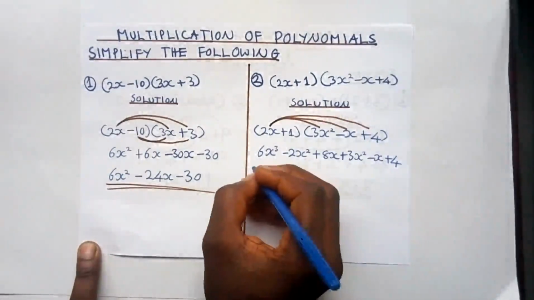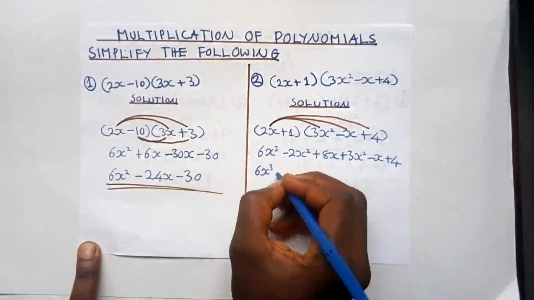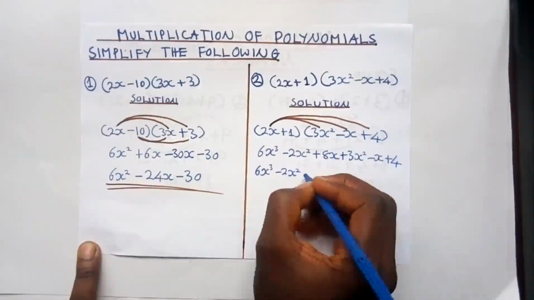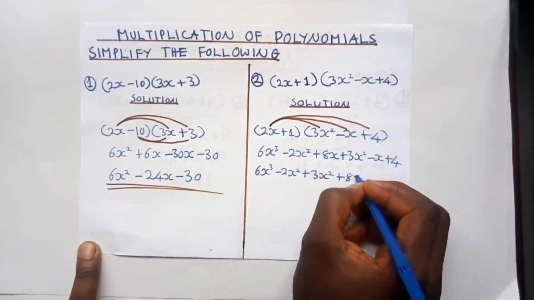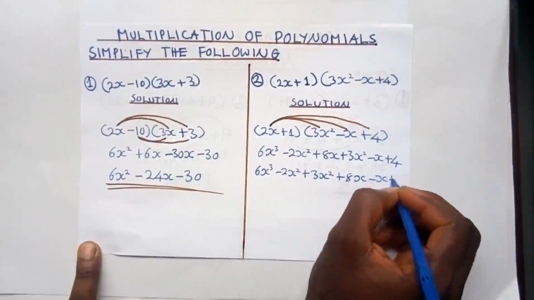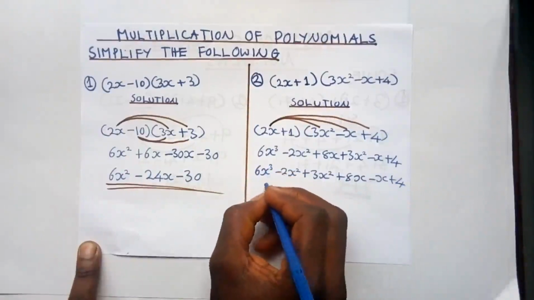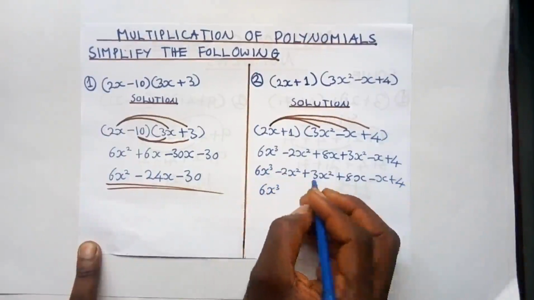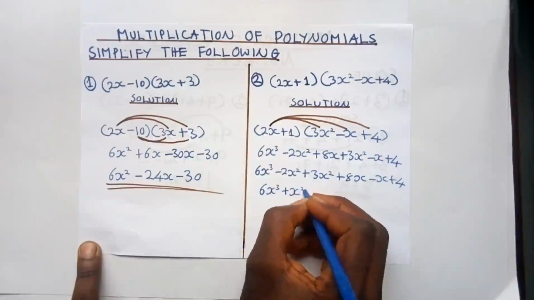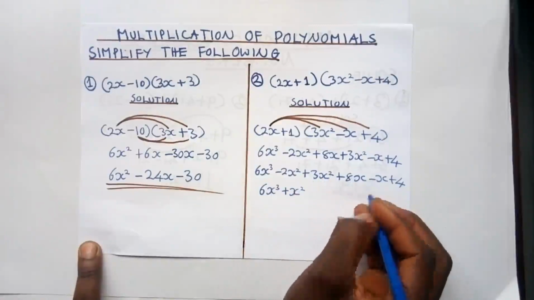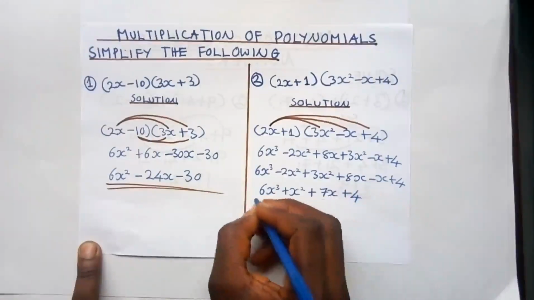So take like terms. 6x raised to the power 3 minus 2x squared plus 3x squared plus 8x minus x plus 4. So this is the only x raised to the power 3 we have in this question. So 6x raised to the power of 3, minus 2x squared plus 3x squared gives us plus x squared. Then 8x minus x gives us plus 7x plus 4.